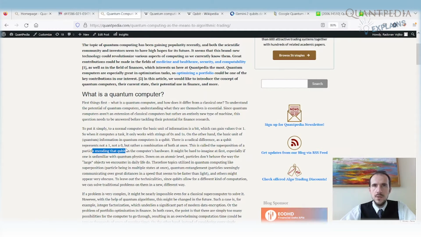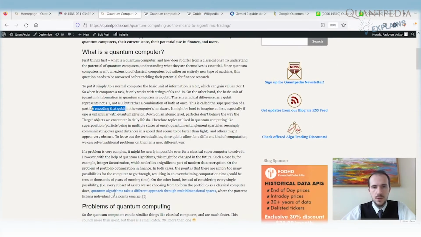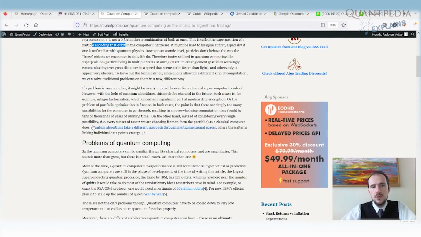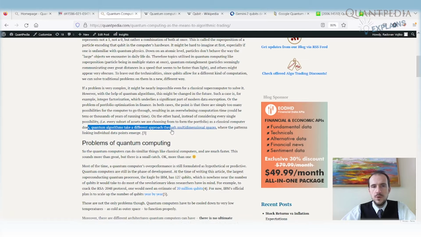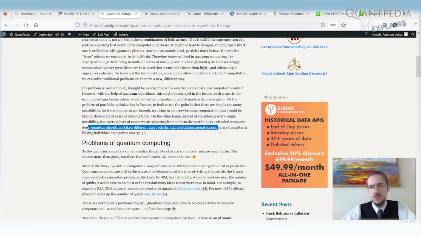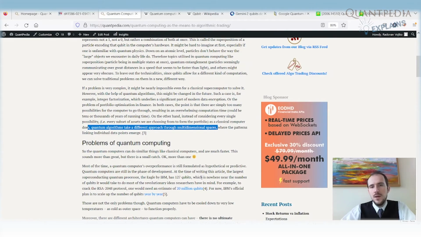What that means is that quantum computers are able to compute some tasks much, much faster than classical computers, because they are able to compute those tasks in parallel, compared to normal computers that do the task in a series of calculations. The reason is that the quantum computer algorithm takes a different approach and computes tasks through a multi-dimensional space.